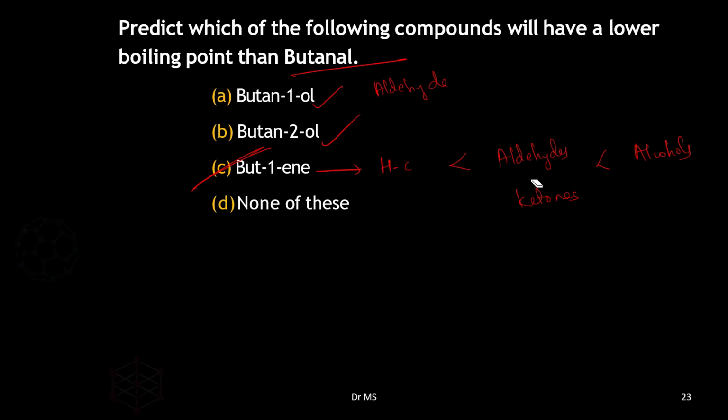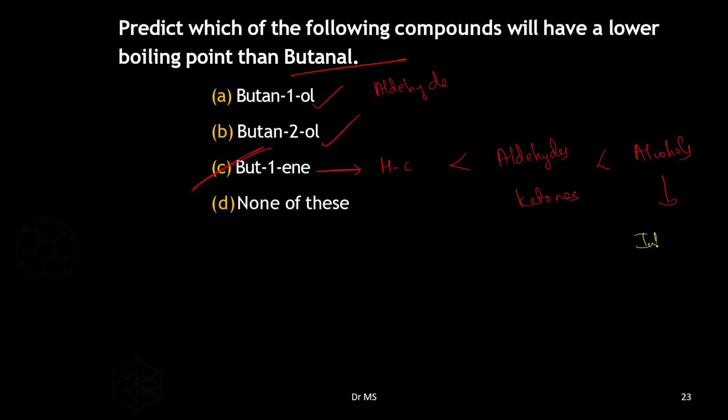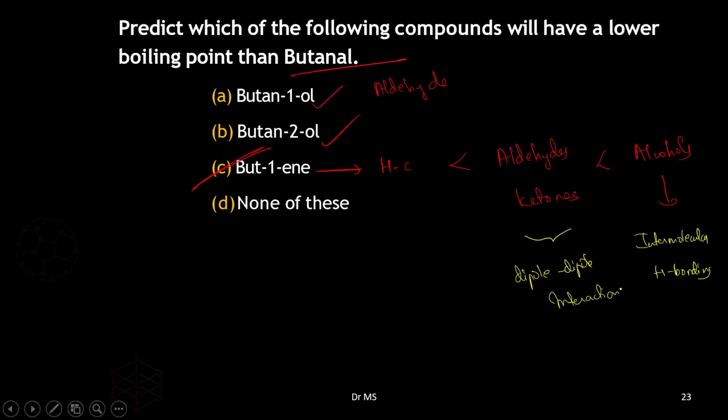And why do these alcohols have a higher boiling point? Because they can form intermolecular hydrogen bonding, whereas these can form dipole-dipole interaction. Hydrocarbons don't show that much interaction. So the dipole-dipole interaction is much stronger compared to hydrocarbons, and alcohols are much stronger compared to aldehydes and ketones. Next one.